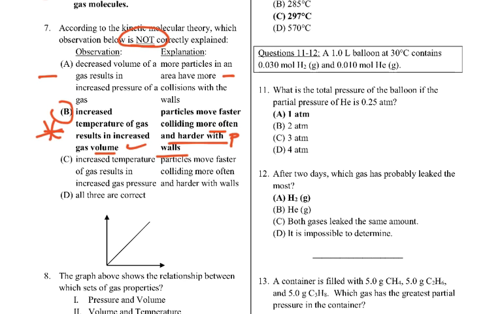C, increased temperature of a gas results in increased pressure. Particles move faster, colliding more often with the walls of the container. So that one is a fine answer. That is not true for B. B has correct statements, but they're talking about pressure, not volume.